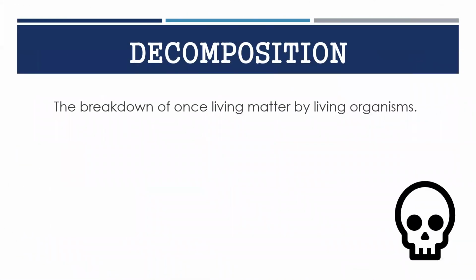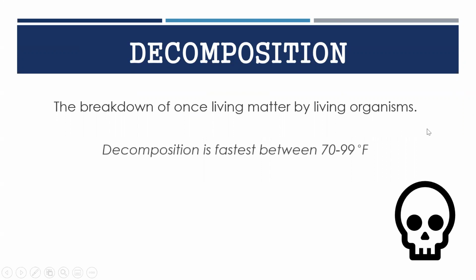So first off, what is decomposition, which we also refer to as decomp? Basically, decomposition is a breakdown of living or once living material by other living organisms. And decomposition occurs fastest given normal conditions between 70 and 99 degrees Fahrenheit, so a relatively warm to very warm temperature.